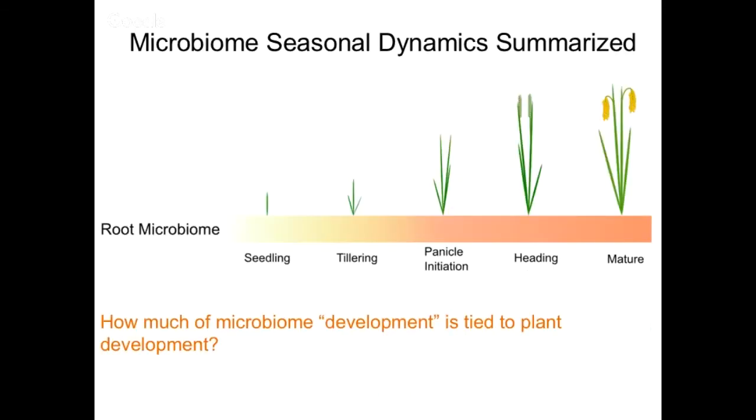So here's sort of a cartoon model here. We see that at the beginning of the season and at the end of the season, we get a completely different microbiome associating with the plants, but this changes throughout the vegetative portion, and then it stabilizes at panicle initiation when the plant decides to go into reproduction. But still, this is not direct evidence that development has anything to do with the microbiome. It's just a correlation with plant age.